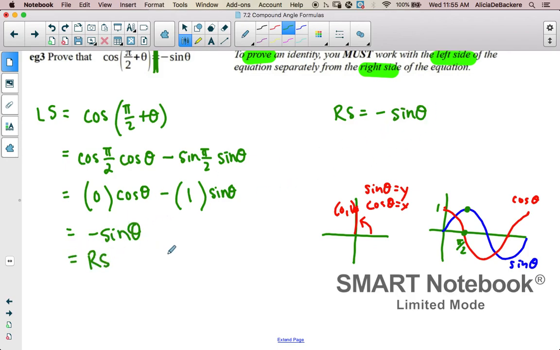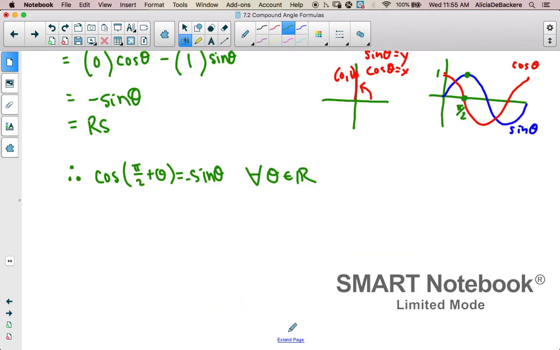So that is my right side, and therefore I can say that this statement is true. So cos of pi by 2 plus theta does in fact equal negative sine theta for all values of theta belonging to the set of real numbers. So this statement, this symbol here, it says for all. It's another math symbol for you. All right, good luck with your homework.